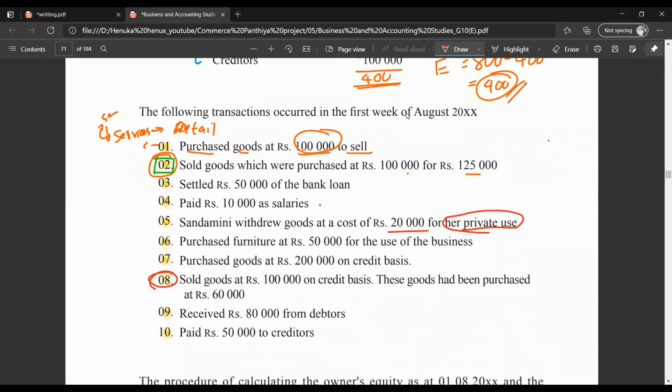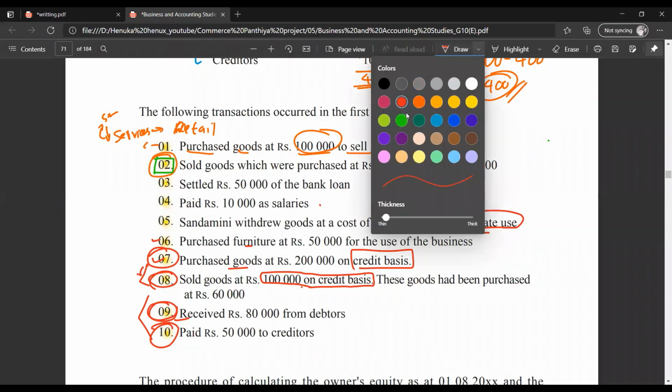Here is another example: sold goods at 100,000 on credit basis. You might get a little confused about this, so I will explain it. The others are very easy. I will explain the 6th, 7th and 8th, and the paid 50,000 one, these four, a little. Okay, so let's discuss this. Let's start.